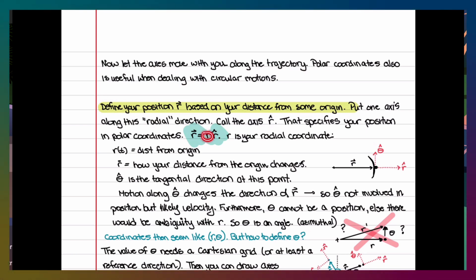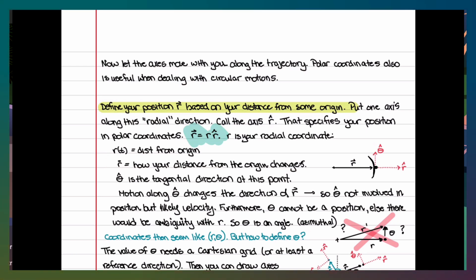Instead of x and y, now we have this r coordinate, which again, r tells you how far away you are from the origin. How does r change? Well, that's of course just r dot. R dot tells you how your distance from the origin is changing. If it's positive, you're moving away from the origin. If it's negative, you're moving towards the origin.